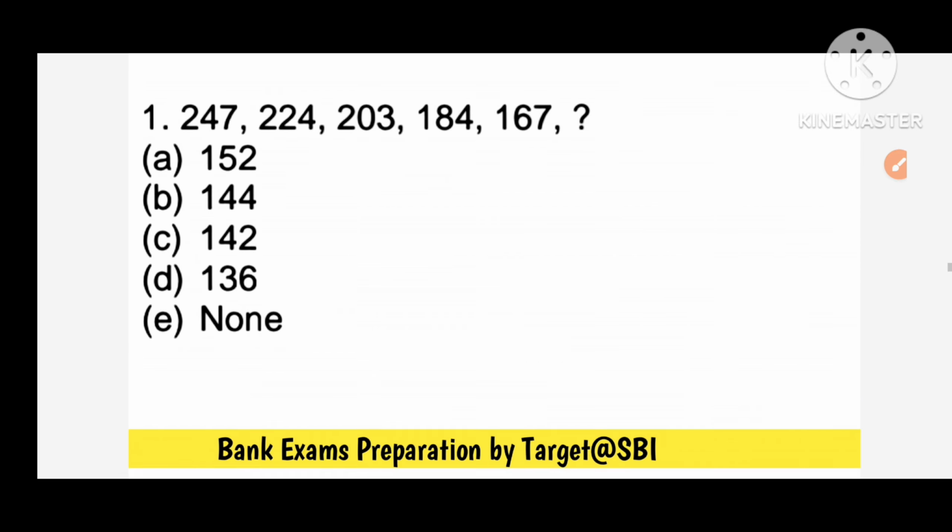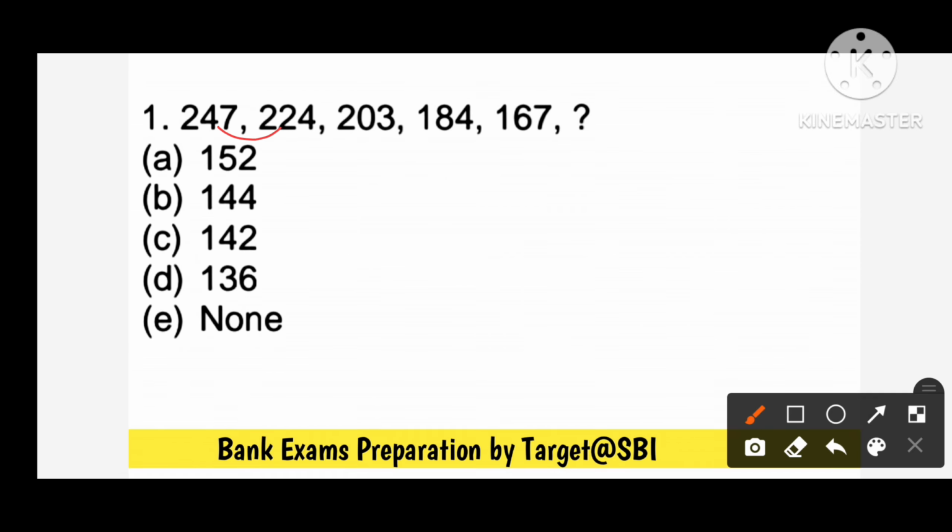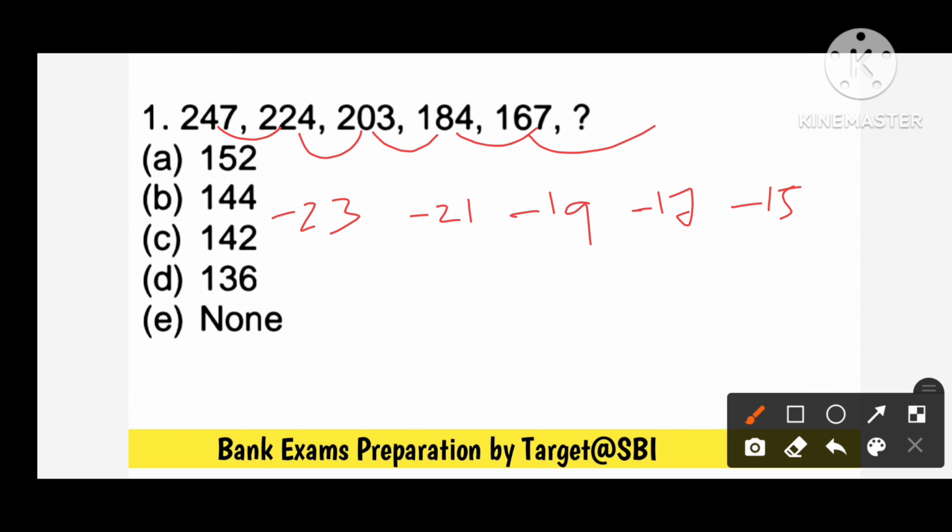Here in question number 1, the difference between these two, we see minus 23. Here the difference between these two is minus 21. Here the difference between these two is minus 19. Here the difference between these two is minus 17. So the next one must be minus 15. So minus 15 means 167 minus 15 will be 152. So answer will be option A, 152.